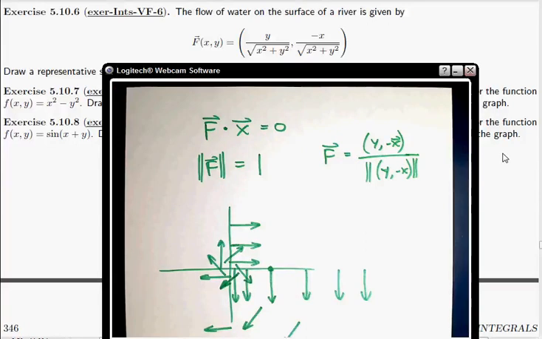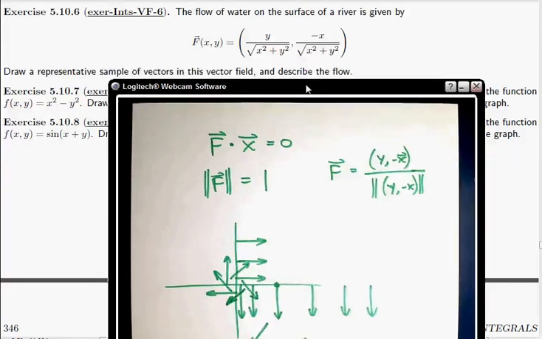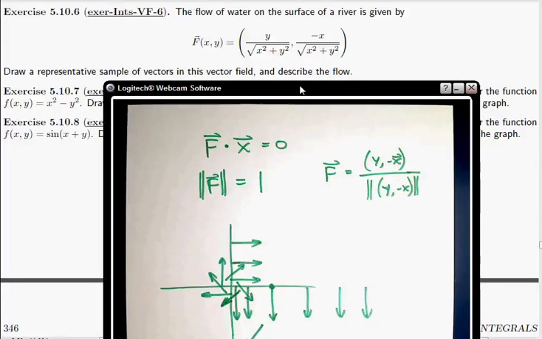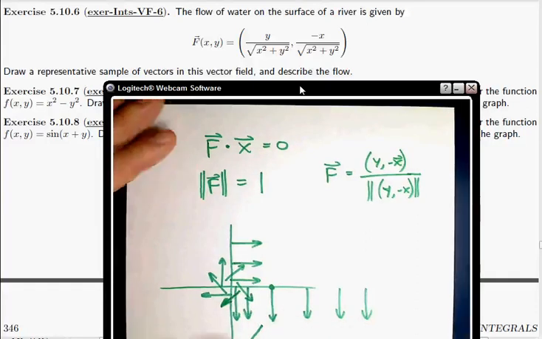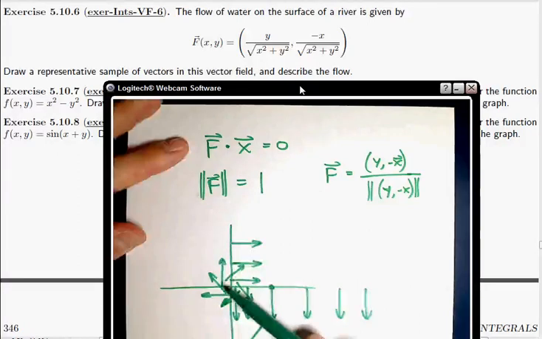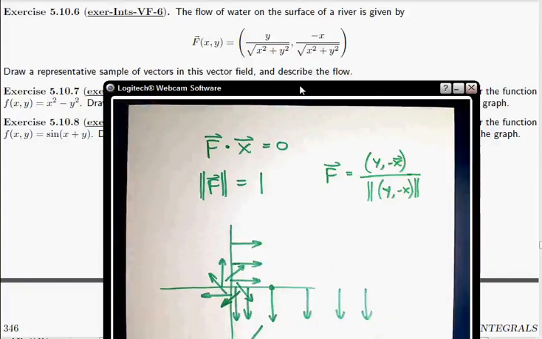So, let's see. It says describe the flow. I would describe this as a sort of little whirlpool, right? Because it's going around, but it's going just as fast in the middle as it is along the outside. The speeds are the same, but here it's a tight little loop, so even though it's not going very fast speed-wise, it's spinning around quite fast in the middle. The angular speed is fast in the middle, whereas the angular speed is slow around the outside. So it's a little whirlpool kind of thing. Does that make sense to everybody?